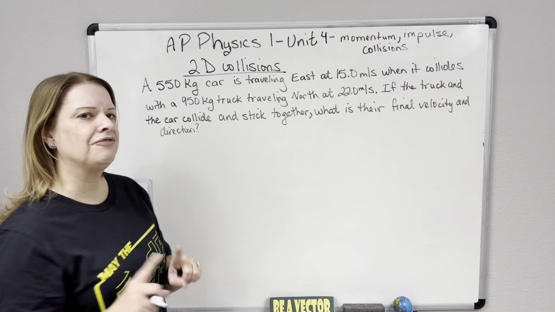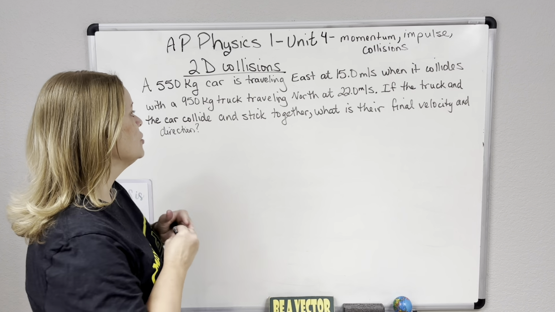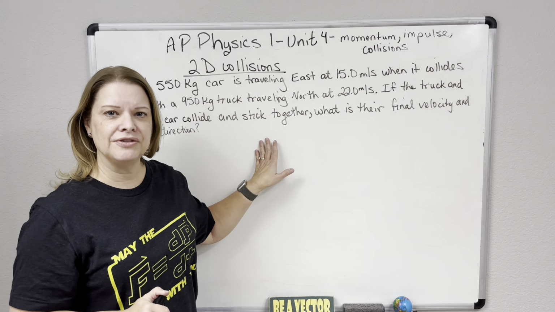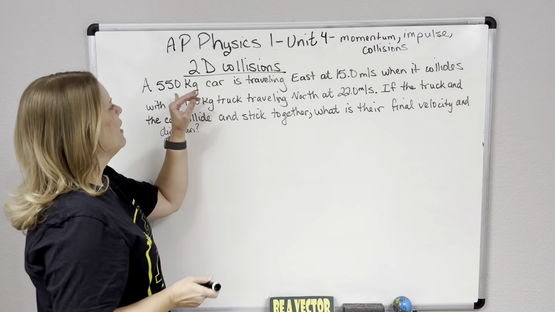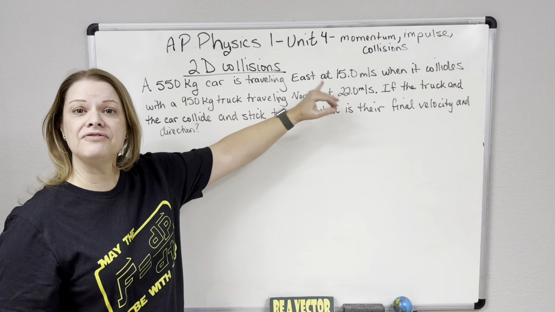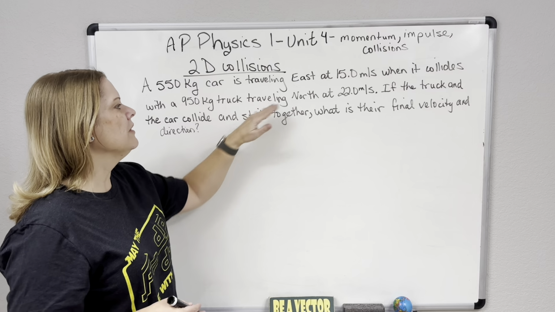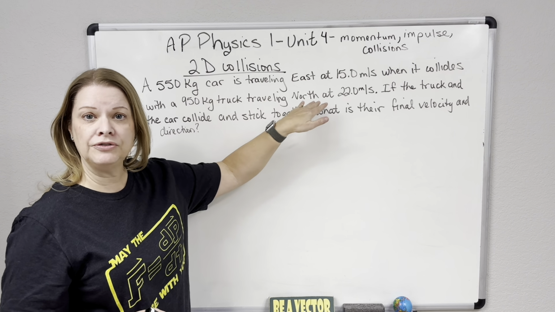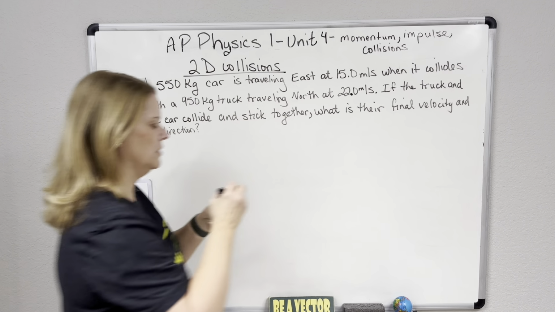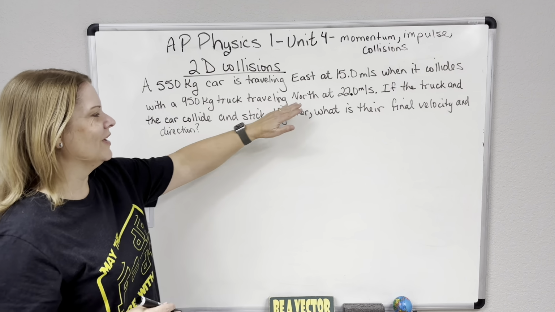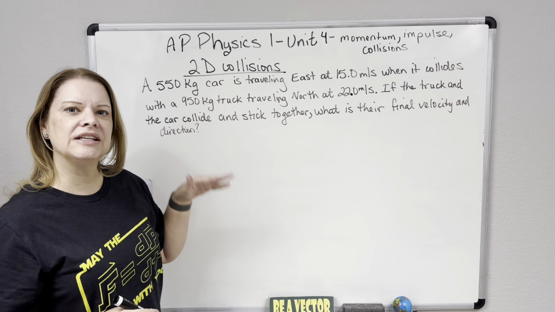The very first thing you do in these problems, read them and then draw a before and after. I see a collision, so I already know I'm going to conservation of momentum. That's where you start, okay? So it's always good to know, where do I start? So I have a 550 kilogram car traveling east at 15 meters per second. When it collides with a 950 kilogram truck that's traveling north, the car's going east, truck's going north, at 22.0, not 220. That would be a very fast truck. If the truck and the car collide and stick together, what is their final velocity and direction?